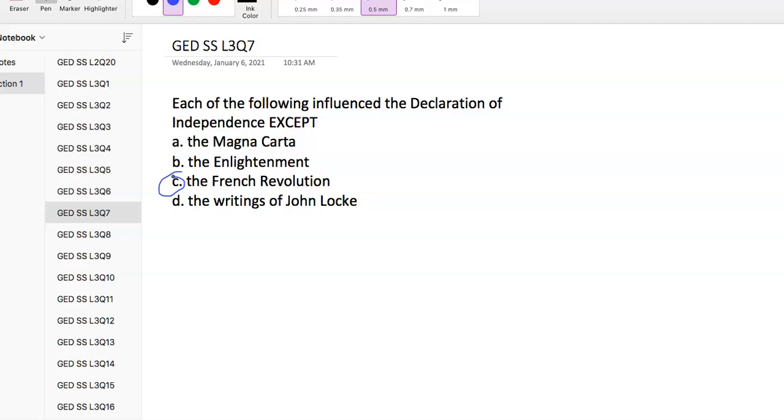The Magna Carta limited the powers of the King of England in 1215. The focus of the Enlightenment on individual rights and reason strongly influenced the Founding Fathers. And the writings of John Locke mirror that of the Declaration of Independence in significant ways. So John Locke definitely has a big influence on the Declaration of Independence as well.